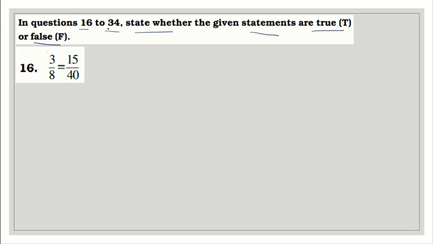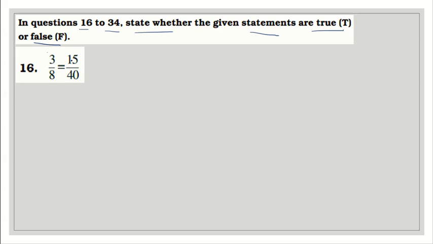Now coming to question number 16, they gave 3 by 8 equals 15 by 40. Are they in proportion or not? You need to identify. How to identify? Very simple. You need to check whether the simplest form or lowest form of both fractions is the same or not. If it is the same, then we say we agree. If it is not the same, then that equality is not correct. That means we will say false.